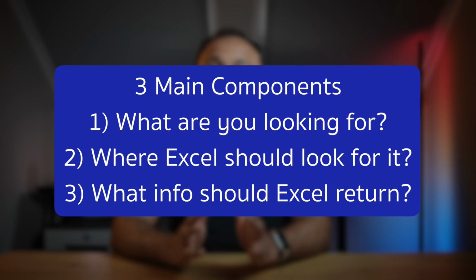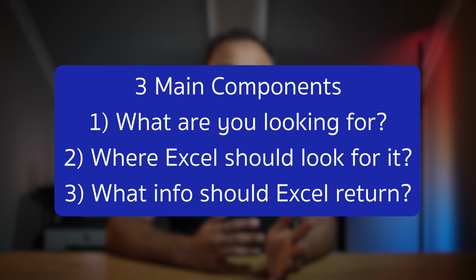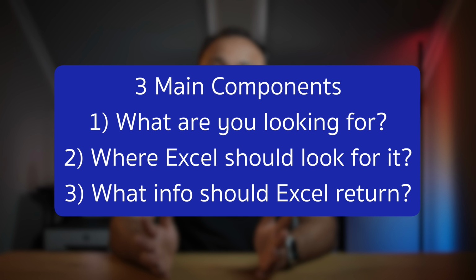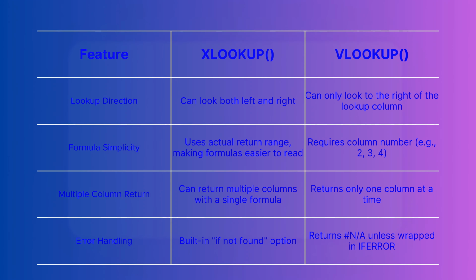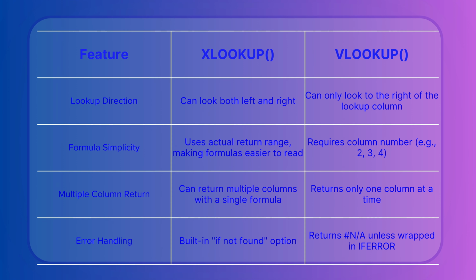The function has three main components: what you're looking for, where Excel should look for it, and what information Excel should return. Now, you might be thinking that VLOOKUP already does something similar, and you are right. But XLOOKUP is more flexible, easier to read, and much harder to break. Unlike VLOOKUP, it can search both left and right, doesn't require you to count column numbers, can display custom messages when data isn't found, and can even return multiple columns of information with a single formula. That's why Microsoft positions XLOOKUP as the modern replacement for VLOOKUP.